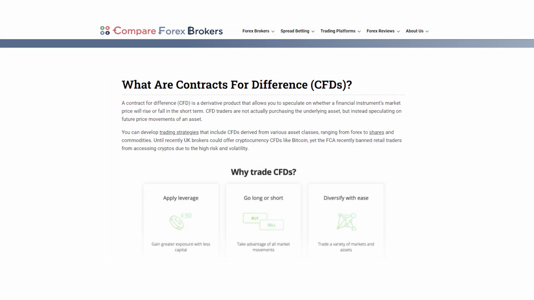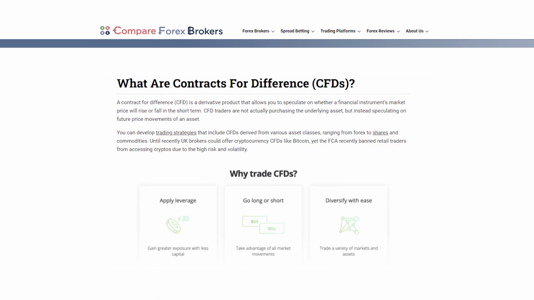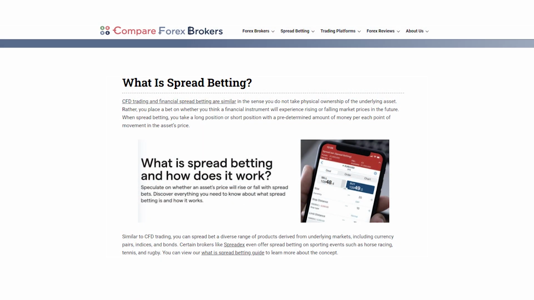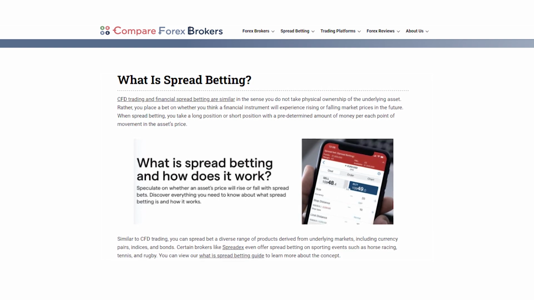So the second key difference is in the area of standardized contracts. In CFD trading, you're normally buying a very specific sized contract. So a lot, half a lot, 0.1 of a lot, micro lots, etc. Whereas with spread betting, there aren't any standardized contracts. So all you're really doing is taking a view on the direction of a currency pair, and you're effectively staking an amount on that movement.